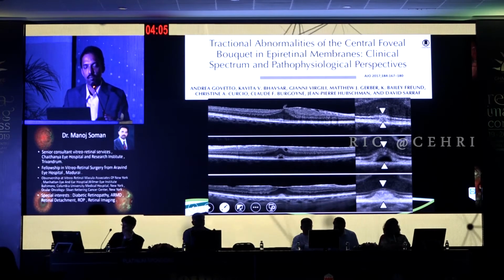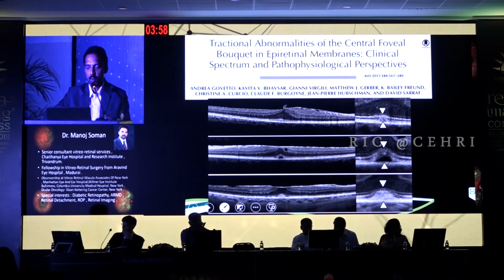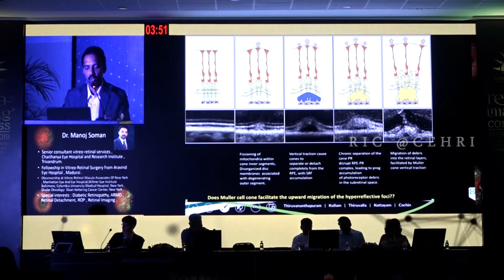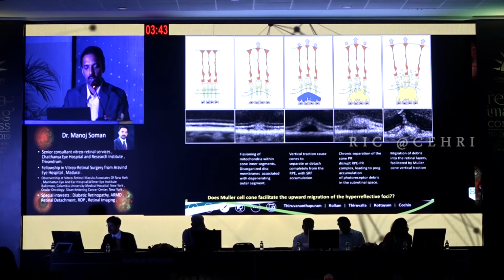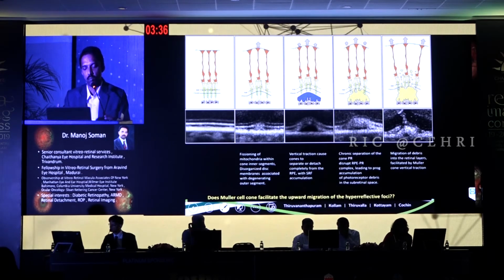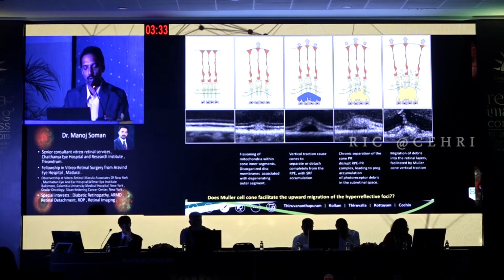Now, Andrea Govetto et al. have described tractional abnormalities of the central foveal bouquet in epiretinal membranes, and they have described three patterns: a cotton ball sign, foveal detachment, and vitelliform lesions. They believe that fissioning of the mitochondria within the cone inner segments and the disorganized disc membranes associated with the degenerating outer segments form the cotton ball sign, which is seen as a fuzzy hyper-reflectivity on the OCT, which involves the interdigitation zone and the ellipsoid zone, and the external limiting membrane remains intact.